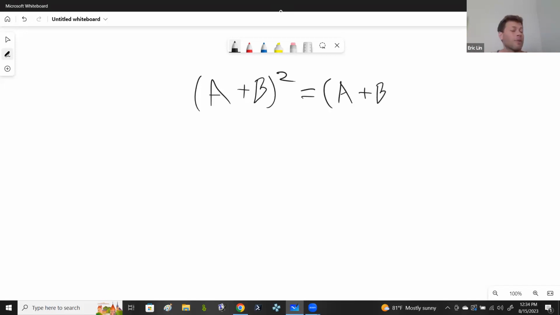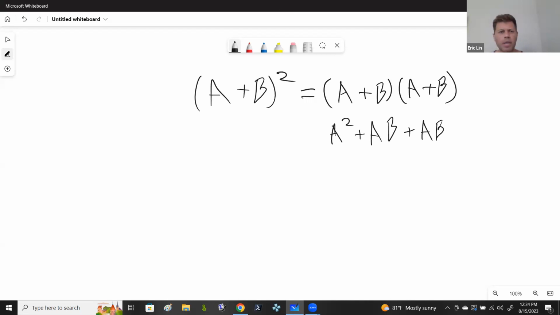So if I'm squaring a binomial, if I'm squaring anything, it just means I have two of them multiplied together. And I'm going to go ahead and FOIL this. So I have a squared plus ab plus ab. You could write the other one as ba, but I'm trying to keep them similar so I can recognize that these two are like terms. And then plus b squared. Okay. And then if I just add my like terms together, I get a squared plus 2ab plus b squared.